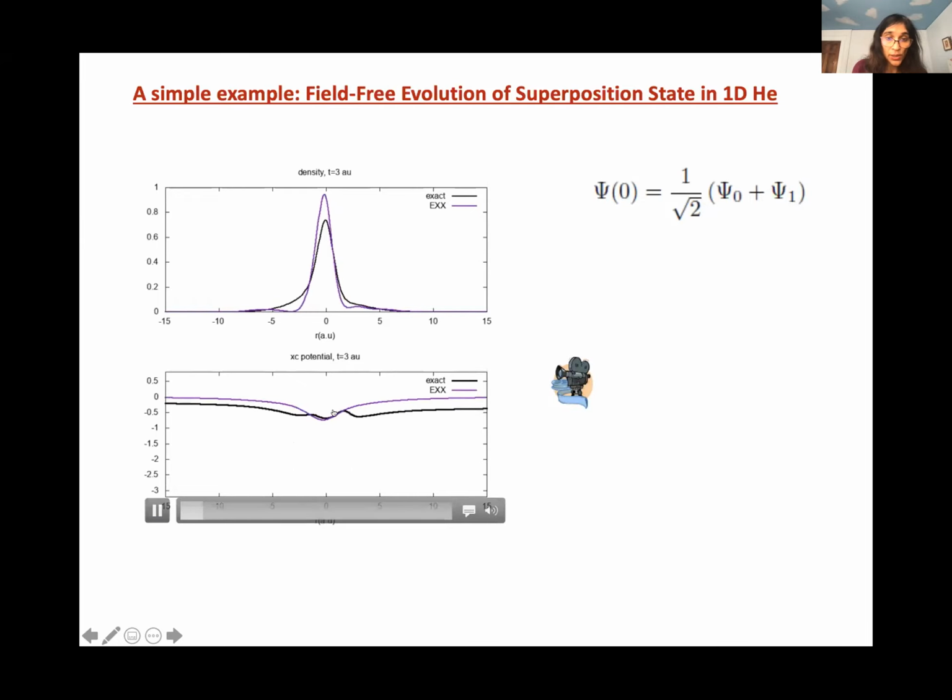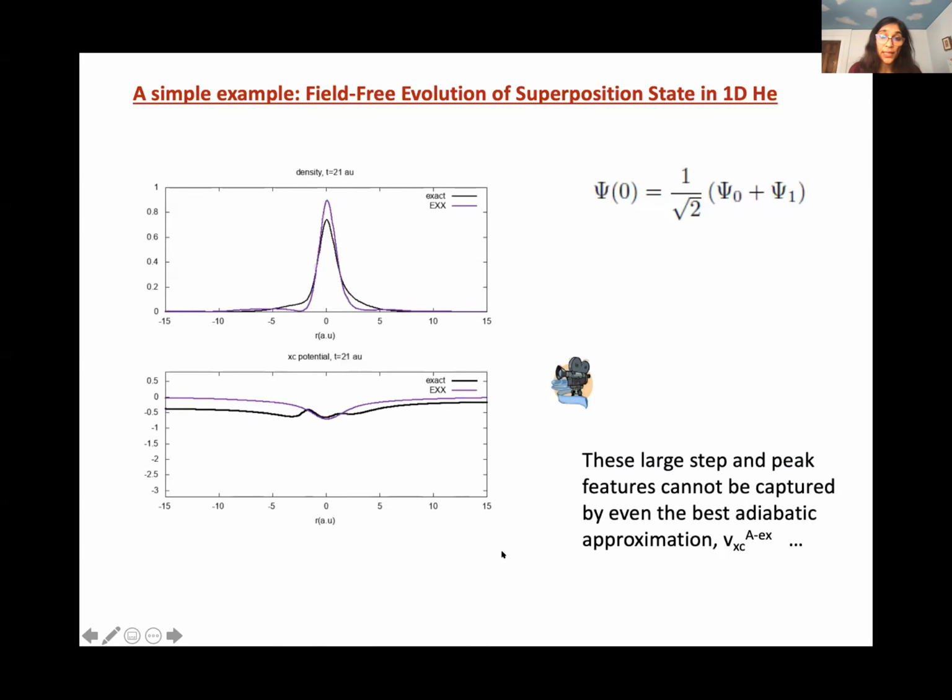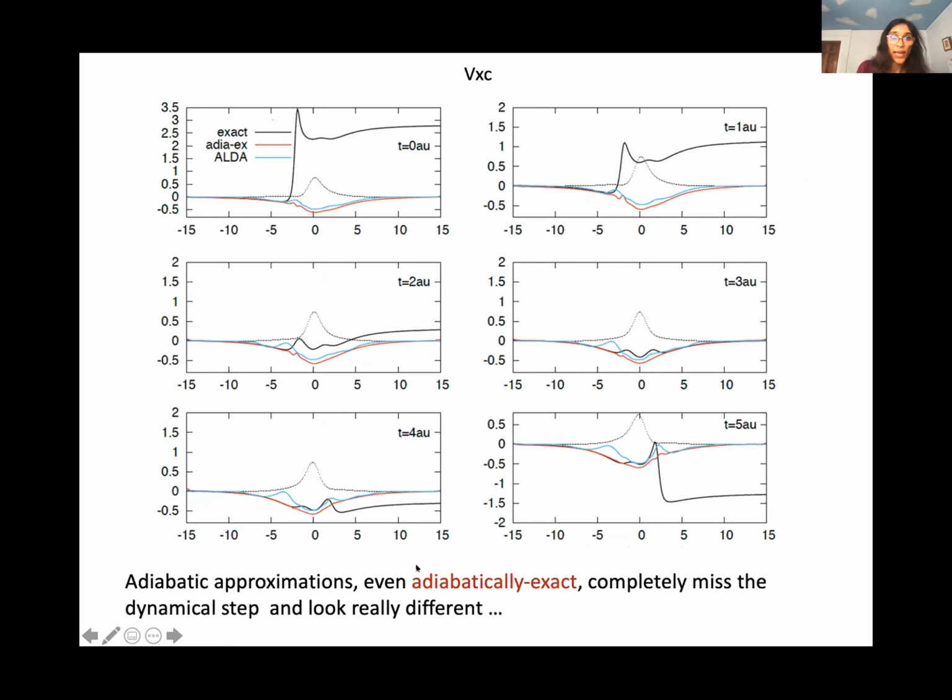And if you look at the potentials, they're completely different. The exact exchange in purple is completely missing these large steps and peaks that we see in the exact. And in fact, these features cannot be captured by even the best adiabatic approximation. In other words, the exact ground state approximation used in this adiabatic way. And just to show you briefly how this looks, this is the red here, the adiabatically exact potential in each picture, and the light blue is the ALDA. And the black dashed here is the density at different time steps, and the solid black is the exact potential, and there's very little resemblance between the black and the red, as you can see.